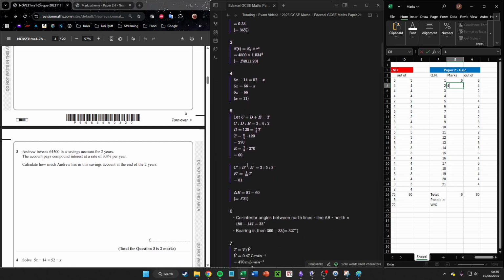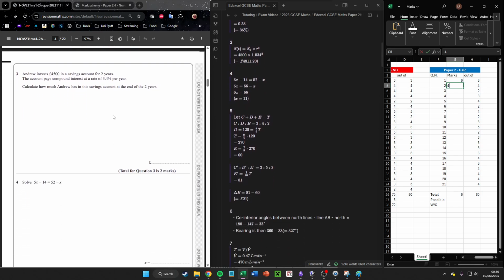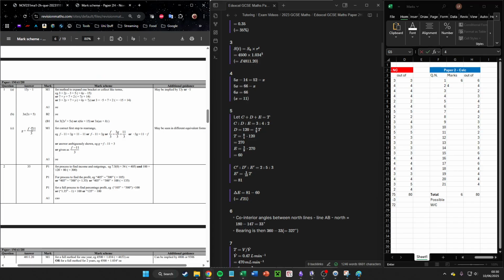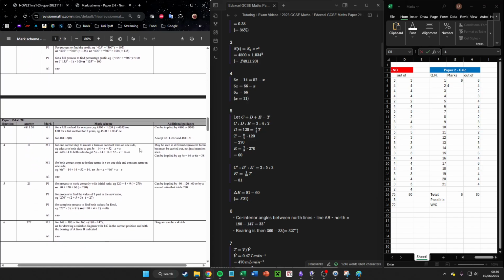Question 3, I was talking about compound interest. Using these parameters, I said 48, 11, 20, and the answer 48, 11, 20. It shows the formula I used there, so that'll be the 2 marks. 4 marks for that one, and 2 marks question 3.